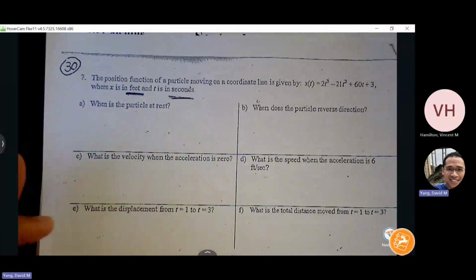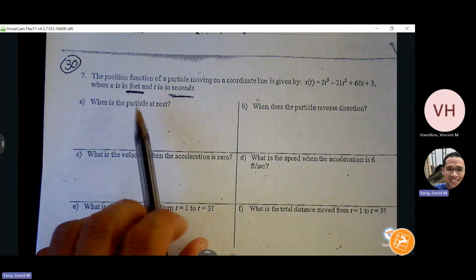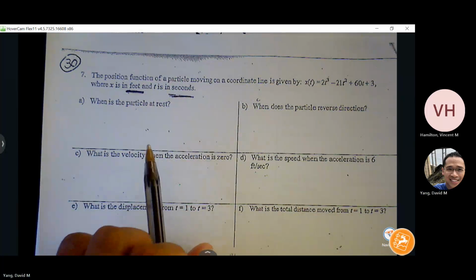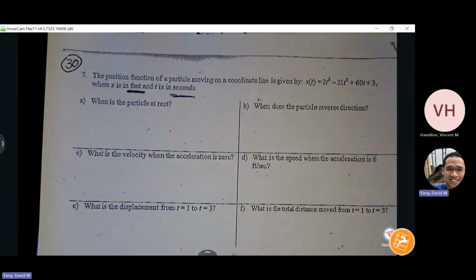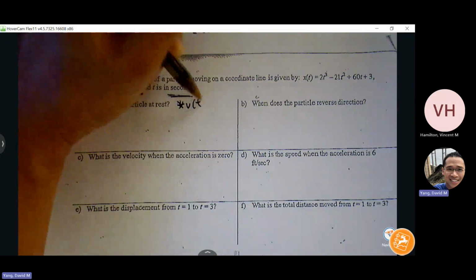Okay, so part A, what is a particle at rest? So how do we interpret that? Particle at rest means what? It means x of t equal to 0? Or v of t equal to 0, right? So velocity equal to 0. So we have to find velocity first, set that equal to 0, and then we can move on, right?